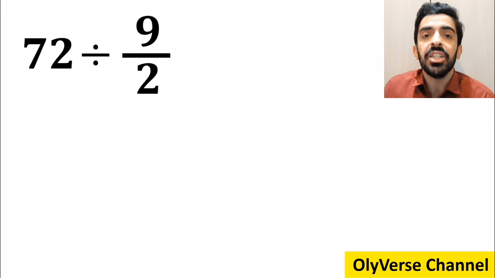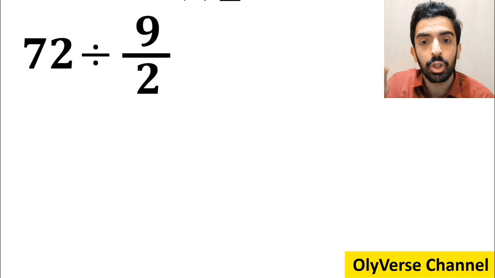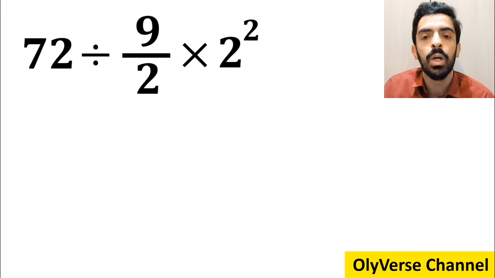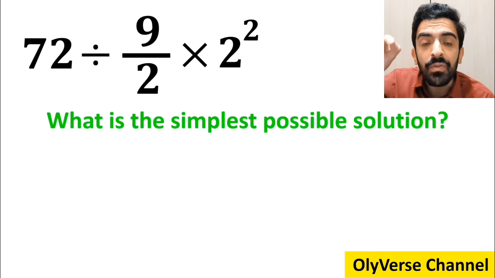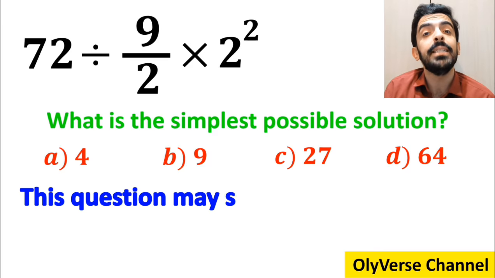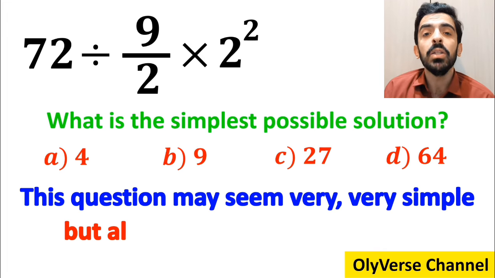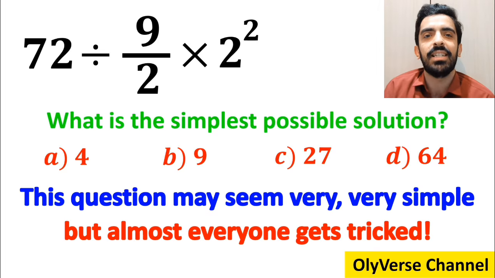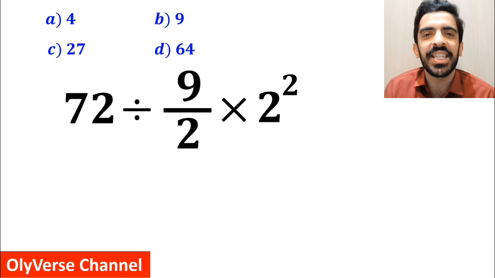If we have the expression 72 divided by 9 over 2 times 2 to the power of 2, then what is the simplest possible solution for this expression? Which option do you think is the correct answer to this question? This question may seem very simple, but almost everyone gets tricked. Let's break it down and solve it together.